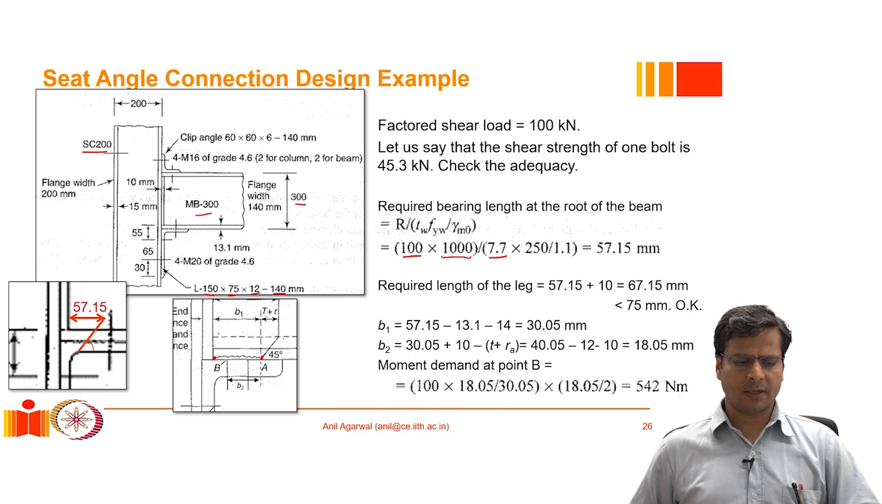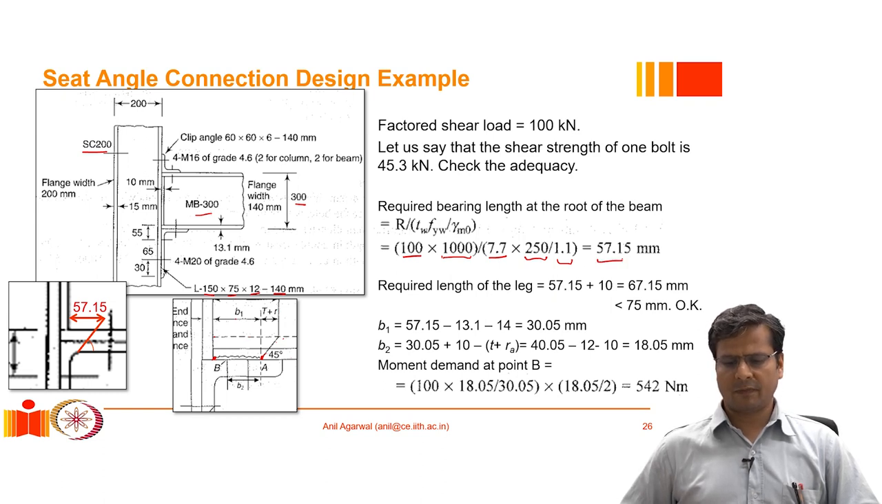So what we are doing is calculating the total force acting on this beam, and calculating the cross-section area of the web, which will be resisting that force. That web cross-section area is this length multiplied by 7.7 millimeter, which is the thickness of the web, then divided by the yield stress and a factor of safety of 1.1. This is because it is primarily compression, so it is governed by yield stress.